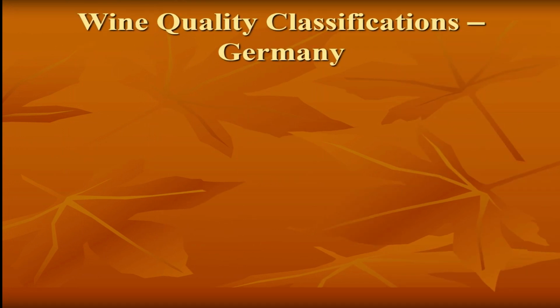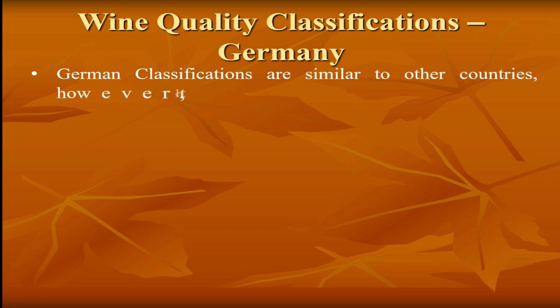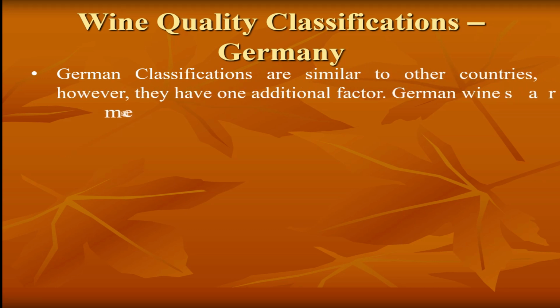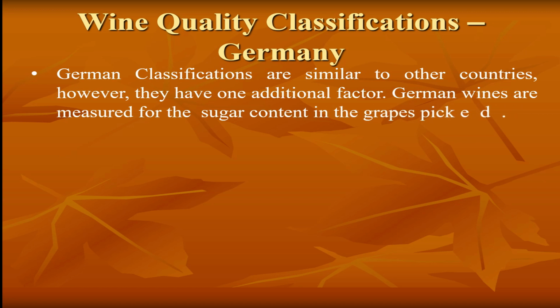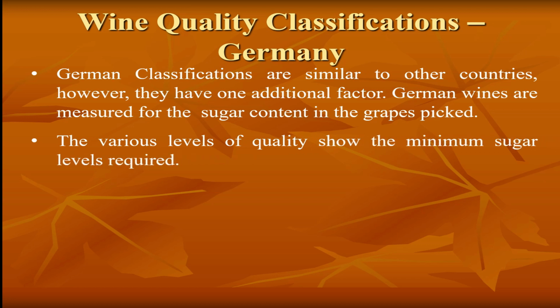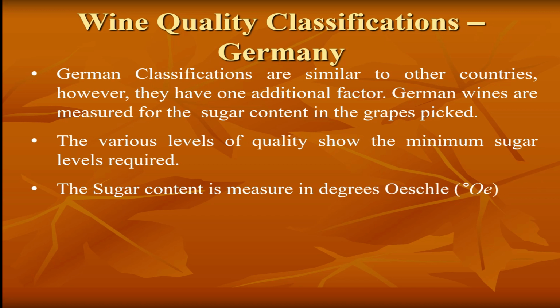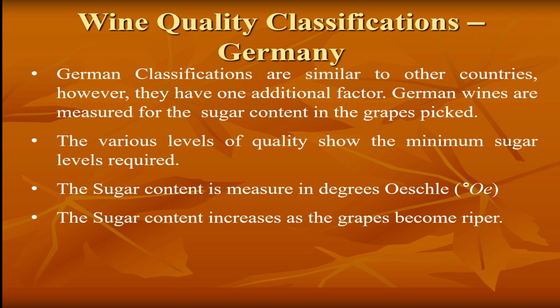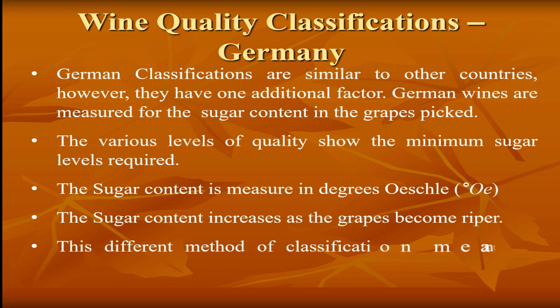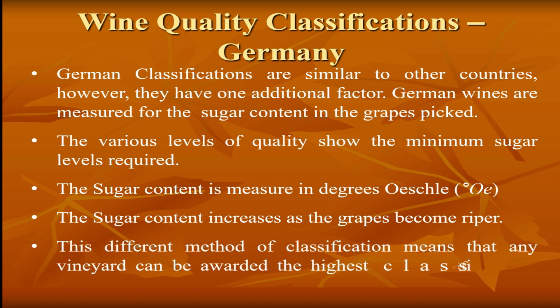Wine quality classifications, Germany. German classifications are similar to other countries, however, they have one additional factor. German wines are measured for the sugar content in the grapes picked. The various levels of quality show the minimum sugar levels required. The sugar content is measured in degrees Celsius. The sugar content increases as the grapes become riper. This different method of classification means that any vineyard can be awarded the highest classification if the grapes are ripe enough.